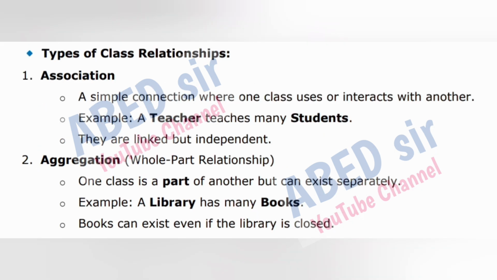Types of class relationships. 1. Association. A simple connection where one class uses or interacts with another. Example, a teacher teaches many students. They are linked but independent. 2. Aggregation, whole-part relationship. One class is a part of another but can exist separately. Example, a library has many books. Books can exist even if the library is closed.